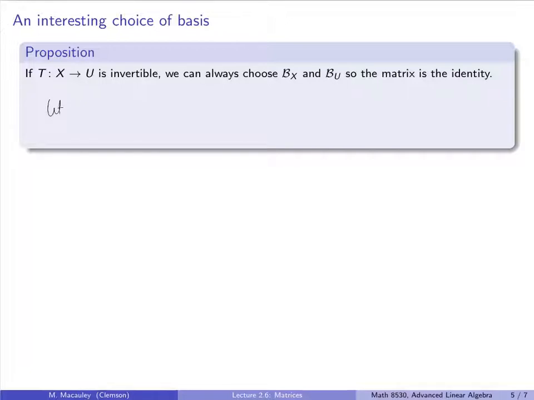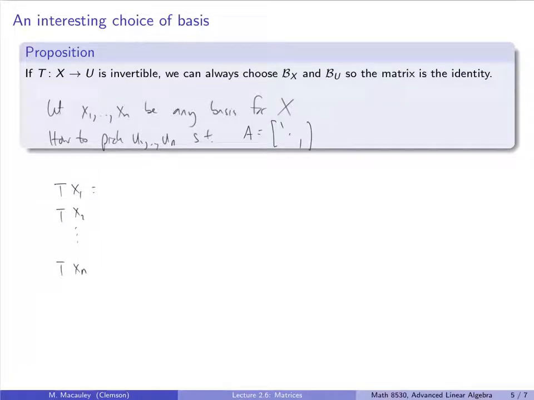So let's pick any basis for X. Let X1 up to Xn be any basis for X. And let's do what we did before: take X1 up to Xn, and let's apply T to each one of these and think about how we're going to construct such a thing. So T of each of these is a linear combination of the basis of some, right now unknown, basis of U. So the question is how to pick U1 up to Un so that our matrix A, let's just call it A again, is the identity. So ones here and zeros everywhere else.